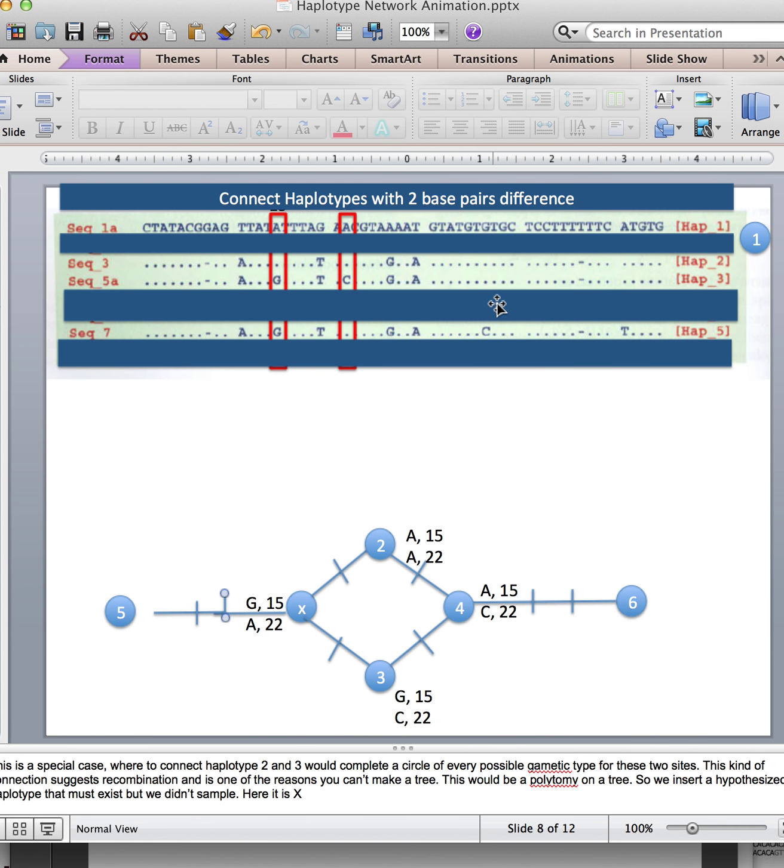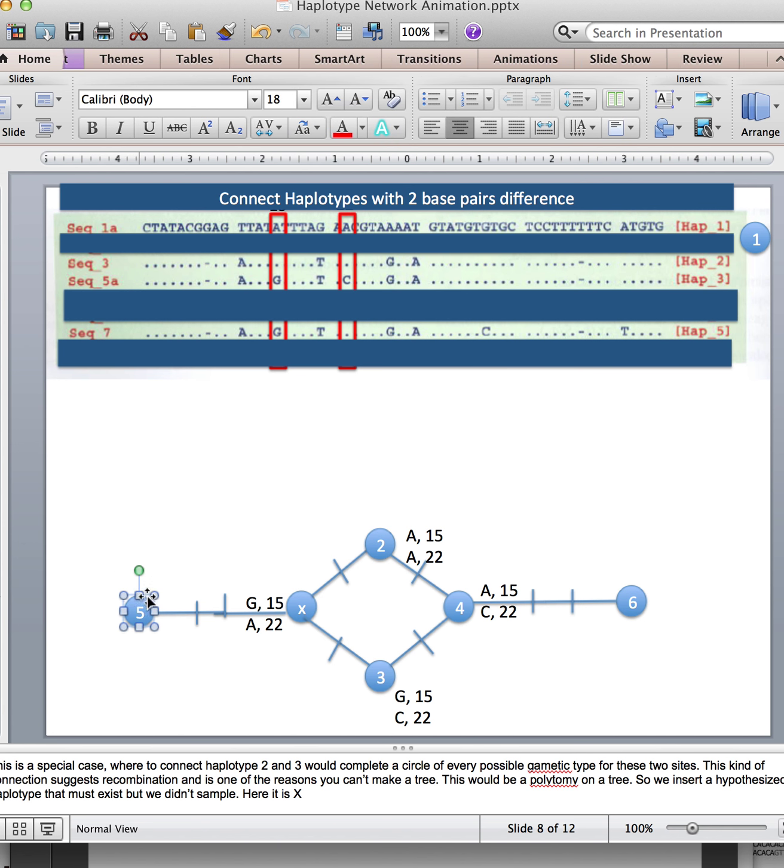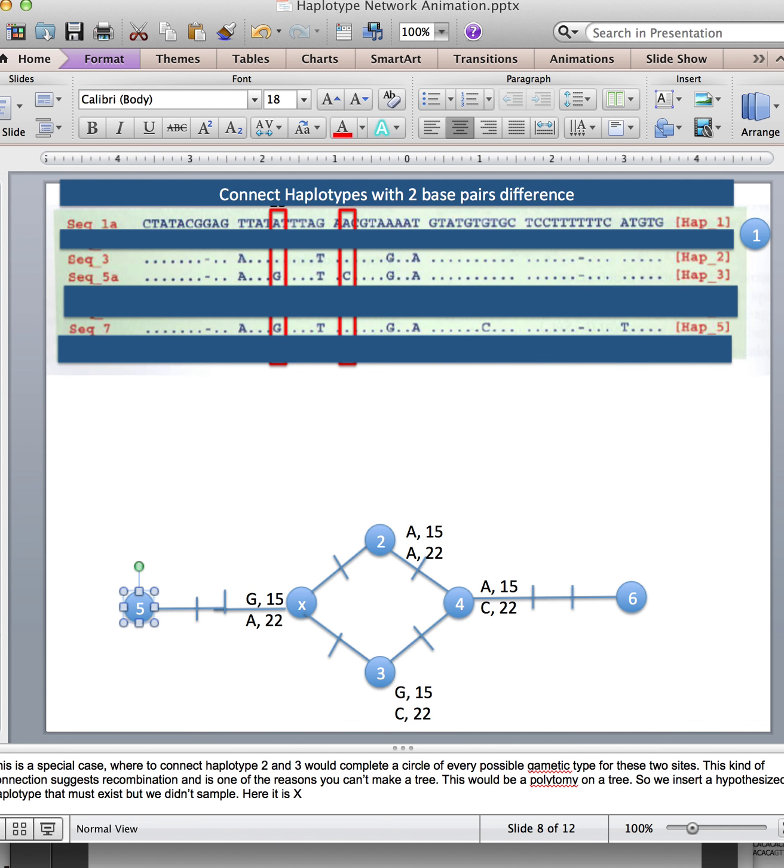Those 2 differences are this C right over here on this far side and this T over here. So to get from haplotype 3 to haplotype 5, we would need the mutation of a C and a T, and then we also need the mutation of the C to A here, so C at 22 to A at 22. And that's how we get from 3 all the way to 5 as we go through this haplotype X. Okay, we're almost done building our diagram now.